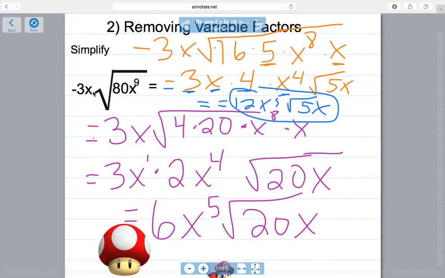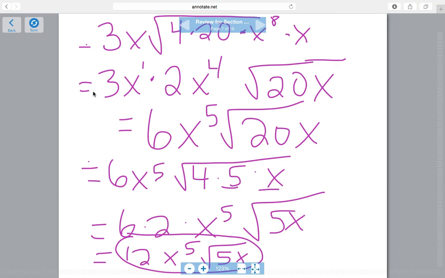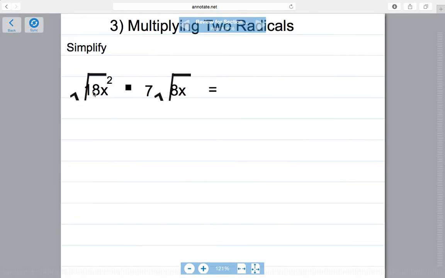Now I just realized there's a negative here, so make sure you make it a negative answer. So little things like that can cause you to slip up. Notice how I made that mistake too. So we should have a negative answer. Negative 12x to the 5th times the square root of 5x. All right, so let's get moving with these examples.